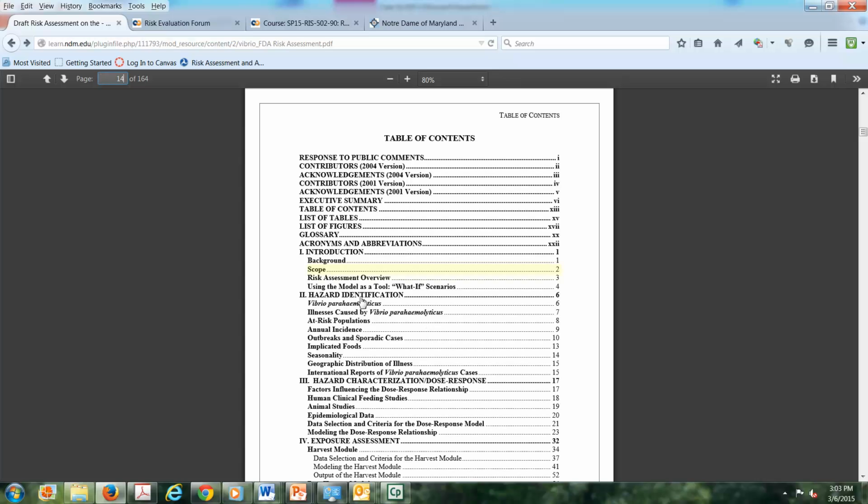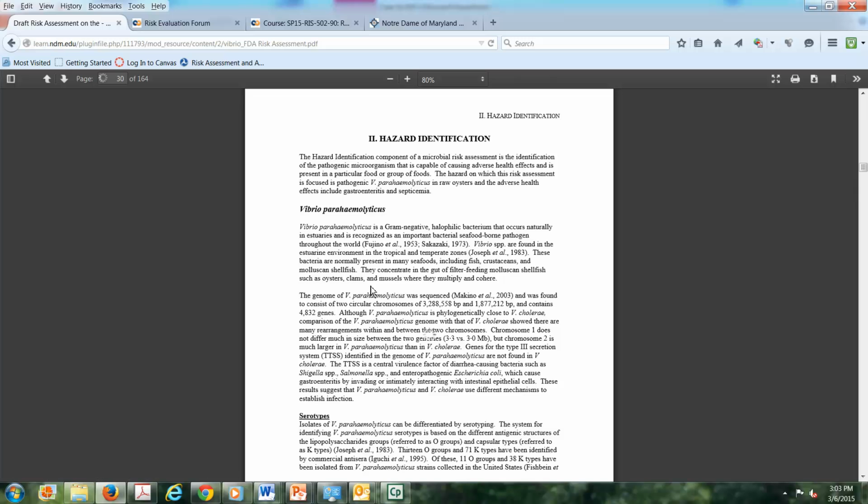So let me go back, if I may, to our table of contents and click briefly on each of these sections. The hazard identification, you can see here the hazard identification component is the identification of the pathogenic microorganism, and here they very clearly state the hazard on which this risk assessment is focused is pathogenic Vibrio parahemolyticus in raw oysters.